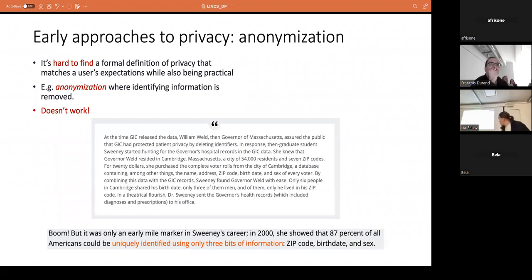87% of all Americans could be uniquely identified by only zip code, birth date, and their sex. And the same happened to the governor of Massachusetts when they published personal medical data without names, etc. And the governor was easily identified by a graduate student.